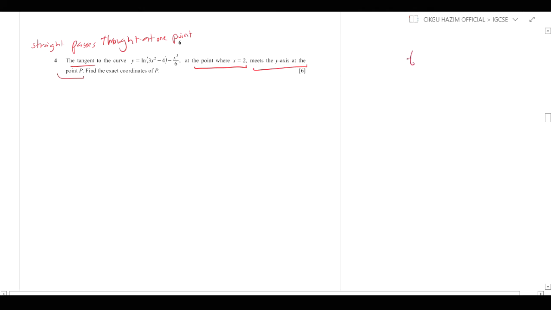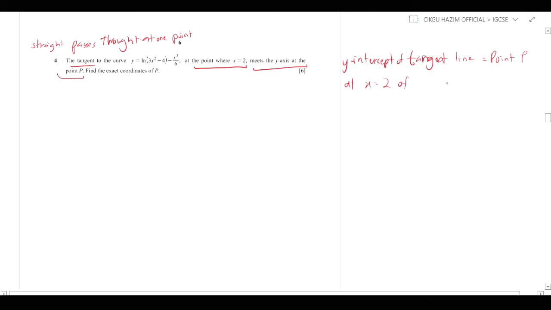So that means for this tangent line here, the y-intercept of the tangent line will be point P. But where it happened here, it happened at x equal to 2. Okay, so this is not to say very complicated, but you need to understand the information. So the y-intercept of the tangent line, that would be point P, and where it happened is at x equal to 2. Okay, x equal to 2 of what?